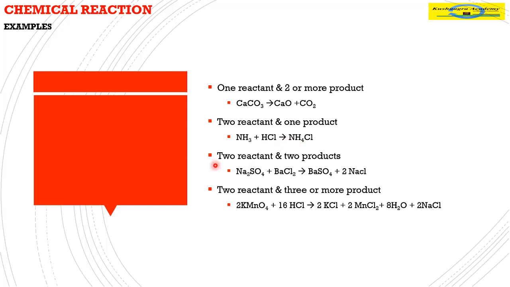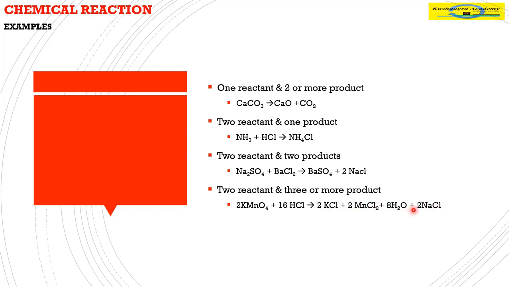Another type of chemical reaction may be when there are 2 reactants and the formation of 2 products. For example, sodium sulfate when reacting with barium chloride, 2 products form: barium sulfate and sodium chloride. Fourth one may be 2 reactants and 3 or more products can form. Yes, it can be possible. Potassium permanganate, KMnO4, when reacts with hydrochloric acid, there are many products formed here. Potassium chloride, manganese chloride, water and sodium chloride. So, how many products are here?